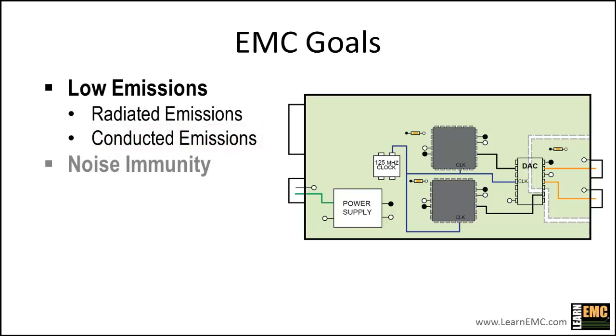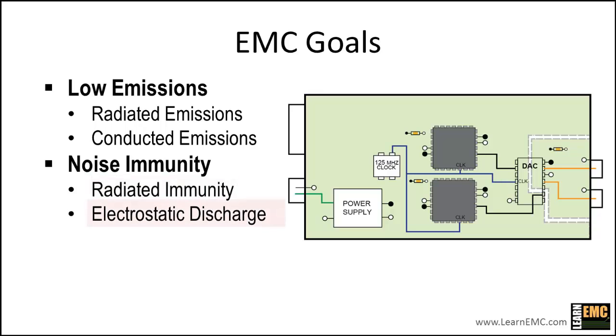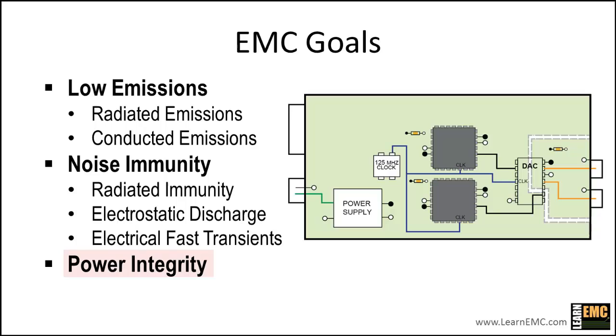We also want our board to have good immunity to incoming radiated or conducted noise. The steps we'll take to reduce radiated emissions will also help with radiated immunity. We can reduce conducted noise, such as ESD or electrical fast transients, by making sure that we've adequately diverted incoming transient currents away from potentially susceptible components and circuits. Finally, we want to ensure the integrity of the power distribution on the board, which relates to both emissions and immunity. An important part of addressing power integrity issues is to make sure that the board has adequate decoupling.